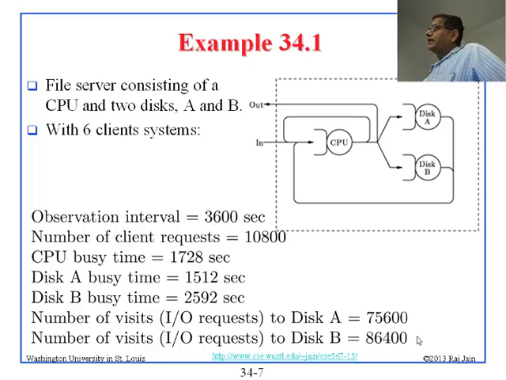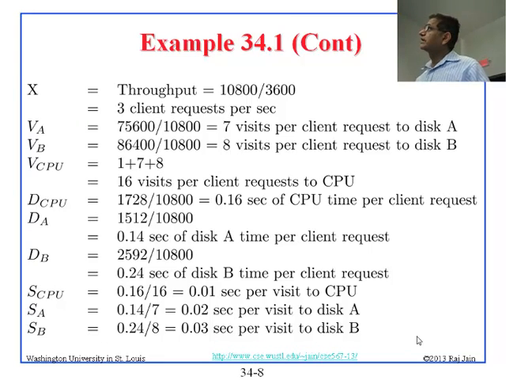First of all, number of visits to disk A. And actually this is also measured. Number of visits to disk A is 75,000, and number of visits to disk B is 86,000, but the job number is 10,000, okay? So this is our measured value. Now from this we can calculate something. You have to go back and forth between the two slides. I won't go because I have to stay here, but basically you can go back and see.